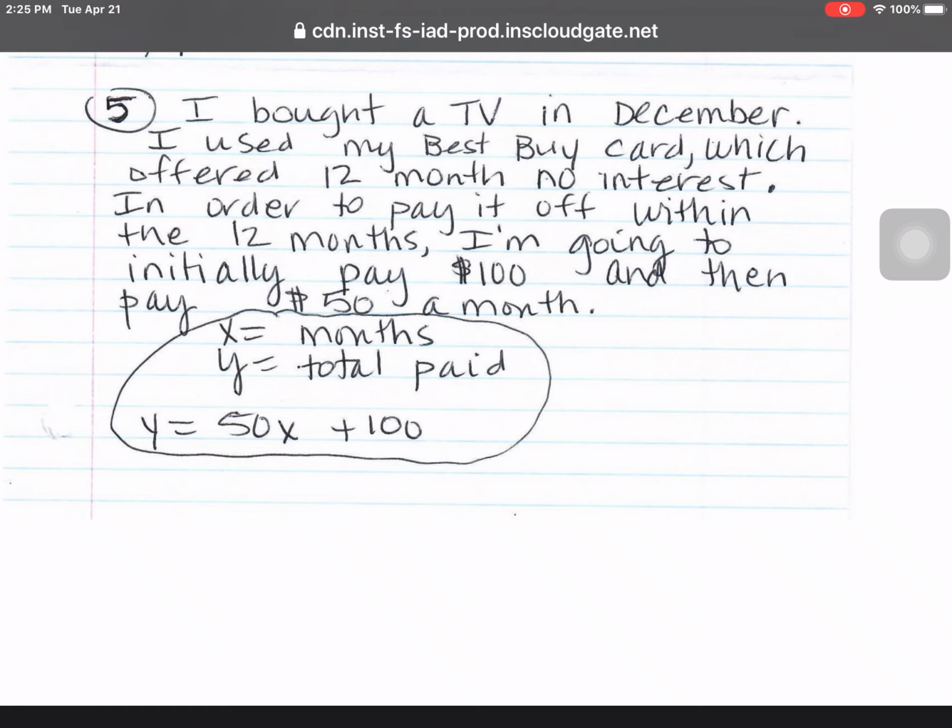Why is the 50 with the X? Because I'm paying $50 a month. So how much will I have paid? I'll pay $50 times however many months I'm going to pay, plus I paid 100 just one time. That's why the 100 is there just one time. It's 50x because I'm paying 50 times how many months I'm paying. And that is the end of this review.